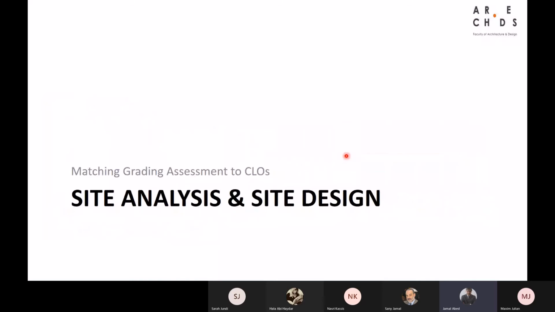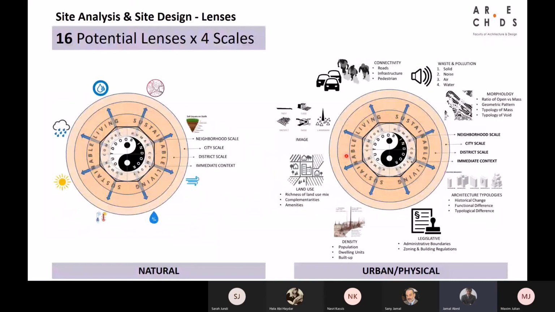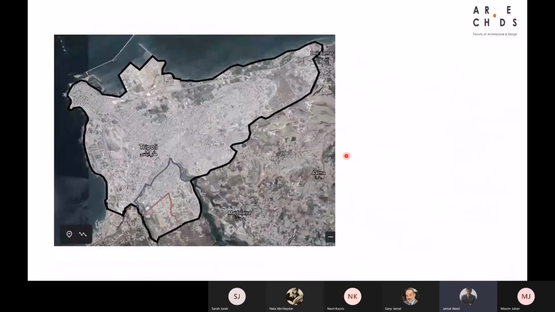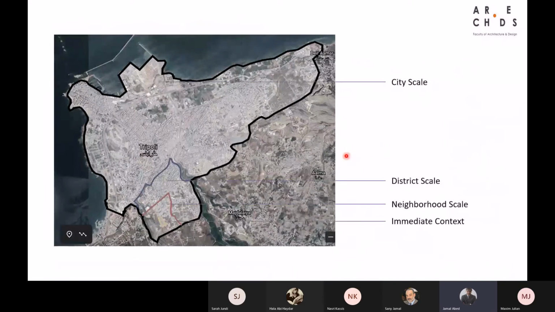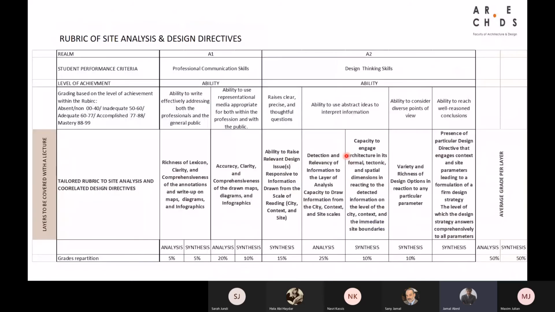Matching the CLOs with site design, these are the 16 potential lenses at 4 scales on the natural and urban physical. These were the 4 different scales that we have defined for them, so that they could work exactly within these boundaries. These were the set of the rubric that was present and utilized in the site analysis and design directive. We had some of the lines, we had analysis as well and synthesis. Some of them had only analysis, some of them had only synthesis.